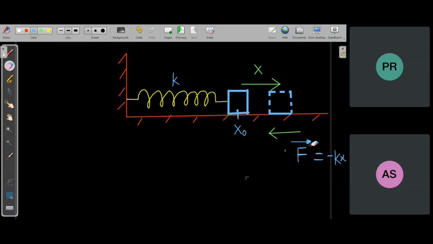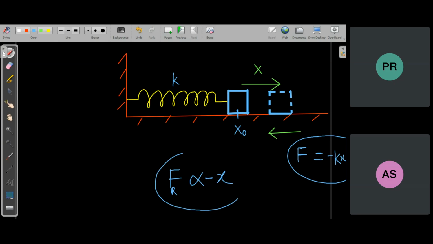You can also remove the vector sign and simply write F equal to minus kx, because plus and minus represent the direction. Here x is positive because the displacement is positive, and it is minus kx because the force is in the negative direction. So this is the governing equation of SHM, the restoring force. I am writing F_R, R for restoring force, should be proportional to the displacement from the mean position and should be directed opposite to the displacement from the mean position.